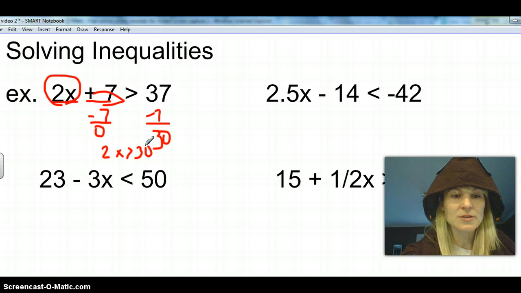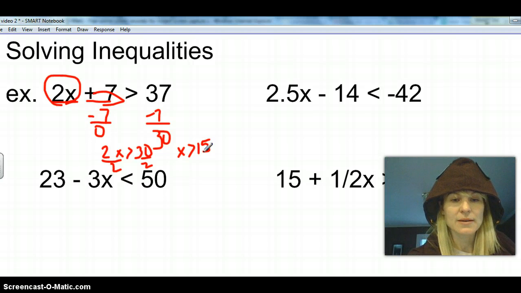And that is 2 times x. So again, the inverse of multiplication is division. So we'll divide by 2 and divide by 2. And so that will leave me with x is greater than 15. And so you have to look and say, what does that mean? Well, that means I can plug any value in for x as long as it's less than 15, and that will make this statement true.